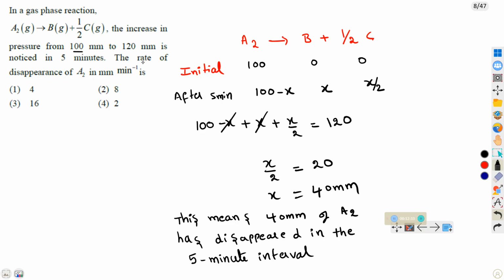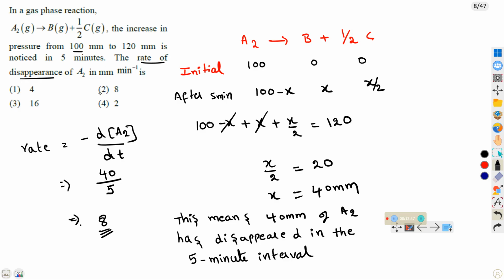Given question, the rate of disappearance of A2. Rate is equal to, according to the equation, minus dA2 by dt. 40 mm has disappeared in 5 minutes. So 40 by 5 value is equal to 8. So second option is correct.